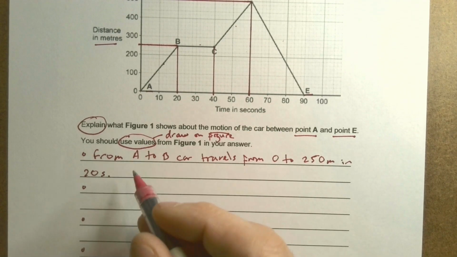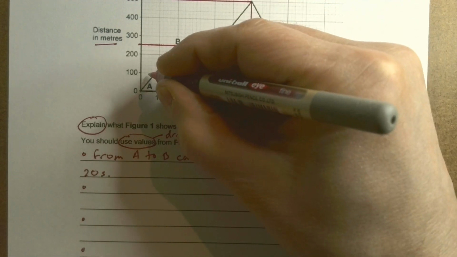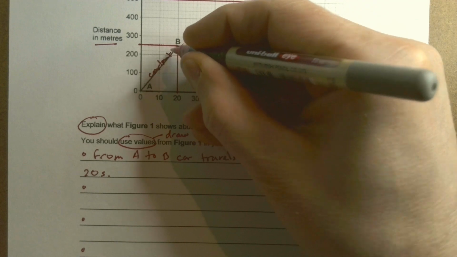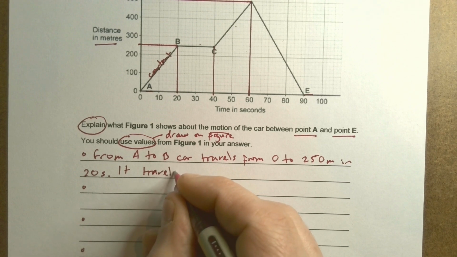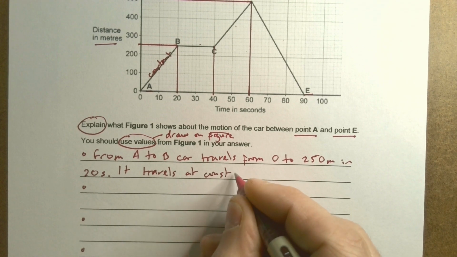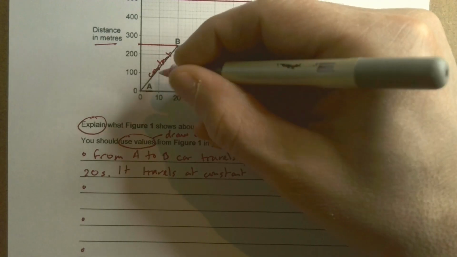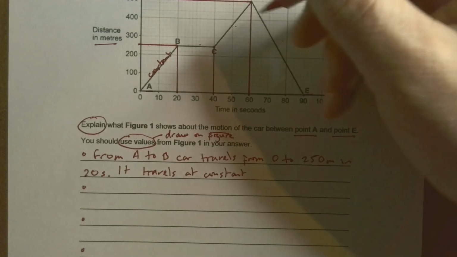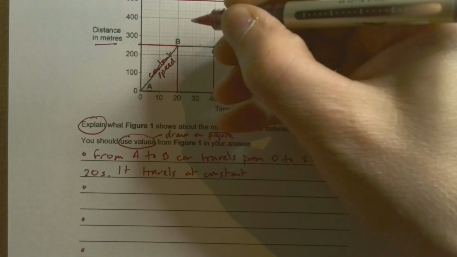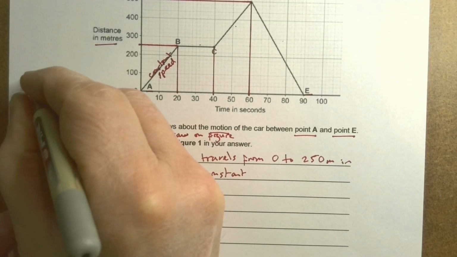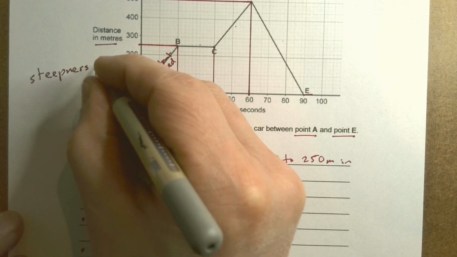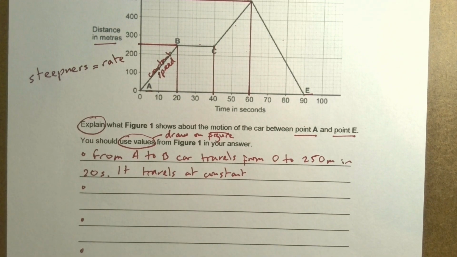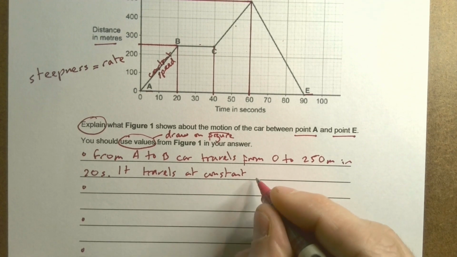What else can I say about that, though? I know this is a straight line. Whenever I see a straight line, I know it's the word constant. It travels at constant. And if I'm not sure, I know here, because it's a distance-time graph, that's constant speed. Whenever we see a graph, we always think about the steepness. Always remember the steepness. So that's a constant steepness. Steepness equals rate as well. Now, the rate of change of distance in time is a special case. It's called speed. So it travels at constant speed.